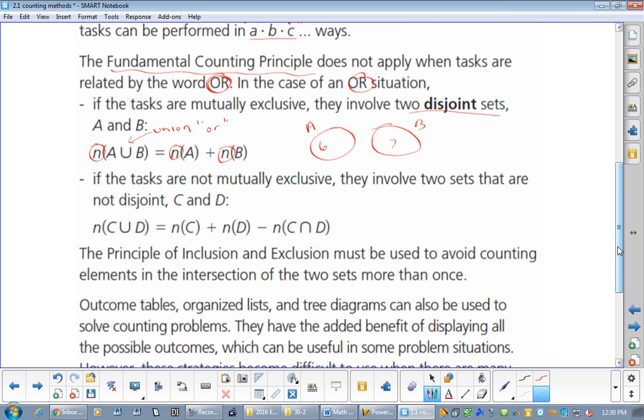Now, if the tasks are not mutually exclusive, they involve two sets that are not disjoint, C and D. So n(C or D) equals n(C) plus n(D) minus the intersection. What's this called? This is the football, right? This is what we mean by C or D. This is review. You've seen that many times.